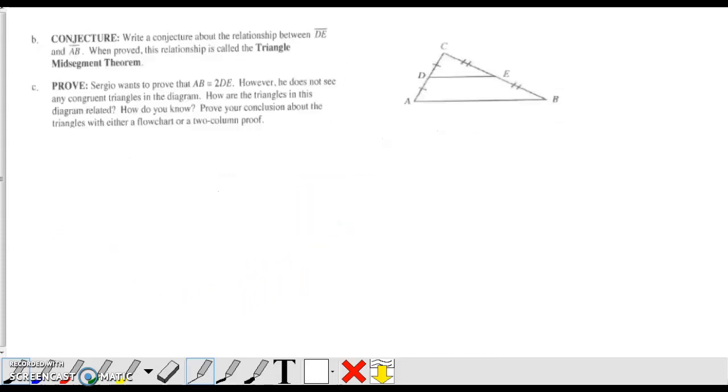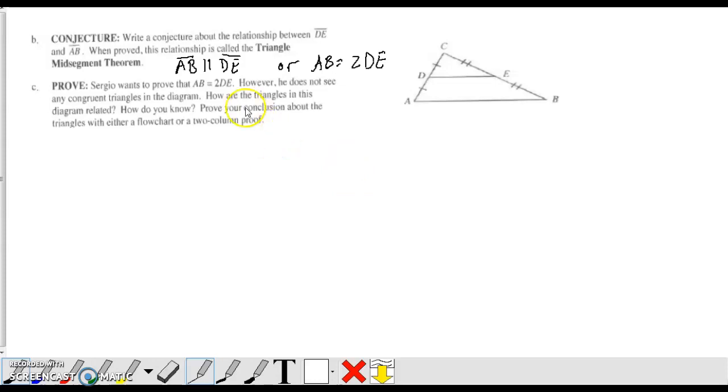So let's write a conjecture about the relationship between DE and AB. This is exactly what we just said. We could say that AB is parallel to DE, or we can say that AB is equal to 2 times DE. Those are our two conjectures. We've already proven it before, graphing it onto graph paper, but now we want to use our flowcharts or a 2-column proof to help us.